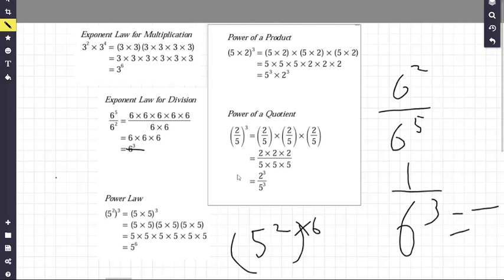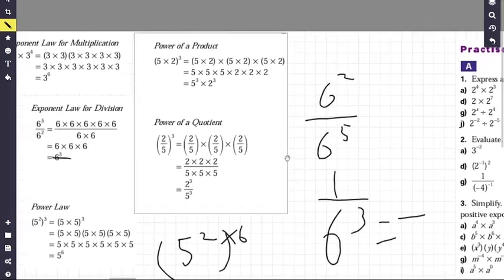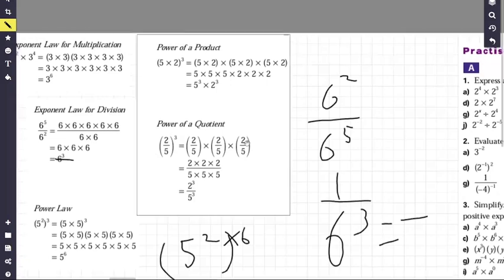Then the power of a product: when we have something times something else to a power, we distribute this power to everything inside the bracket. For example, if I have 5 times 2, all to the power of 3, we view this bracket as one thing, and when we distribute the power of 3 to the 5 and the 2, we end up with 5 to the power of 3 times 2 to the power of 3. The power of a quotient is even simpler: we just distribute the power to the top and the bottom. So we have 2 over 5, all to the power of 3, which is 2 to the power of 3 over 5 to the power of 3.